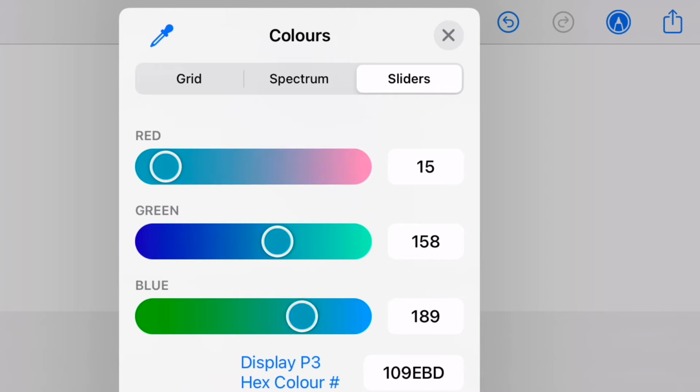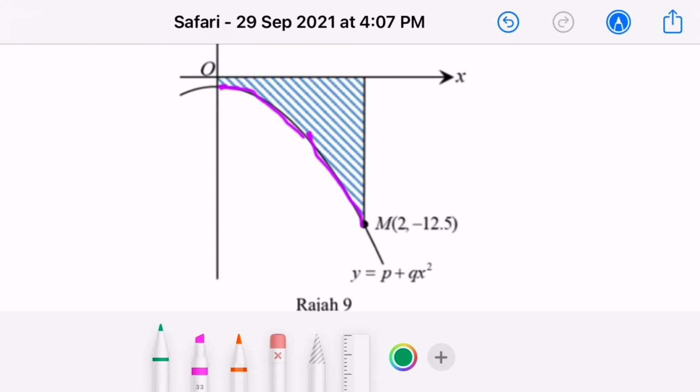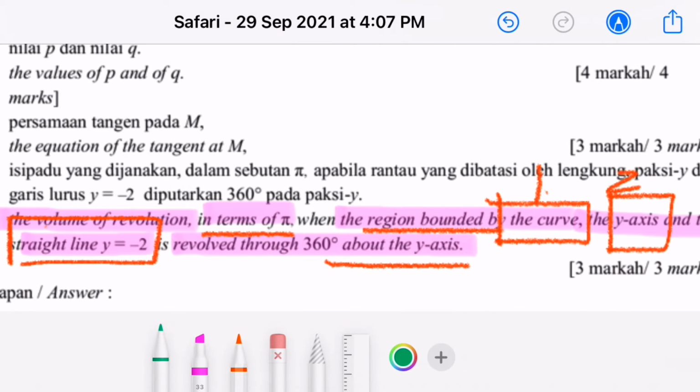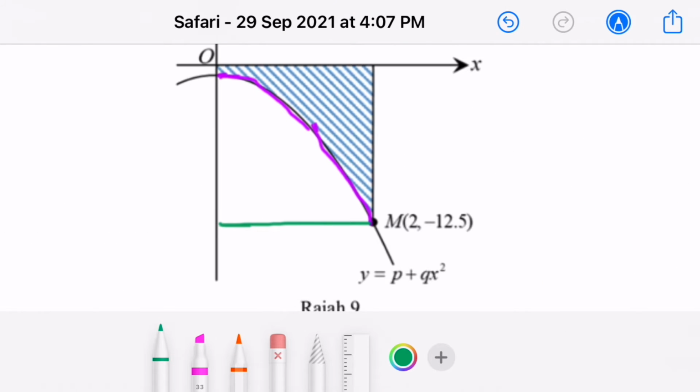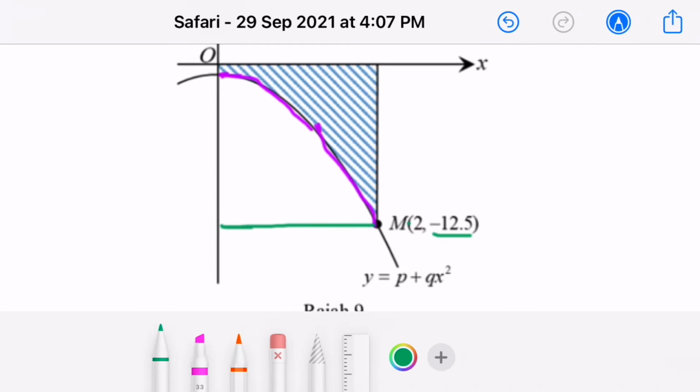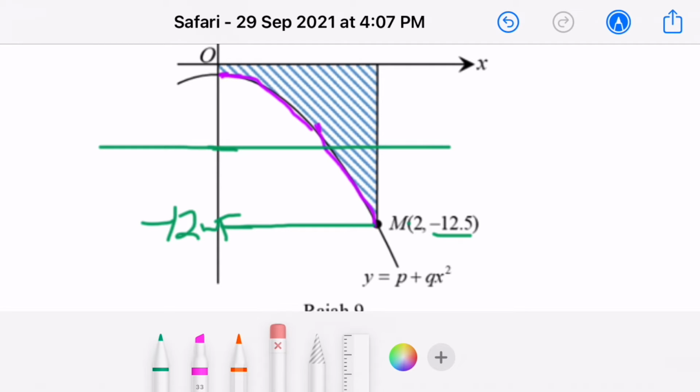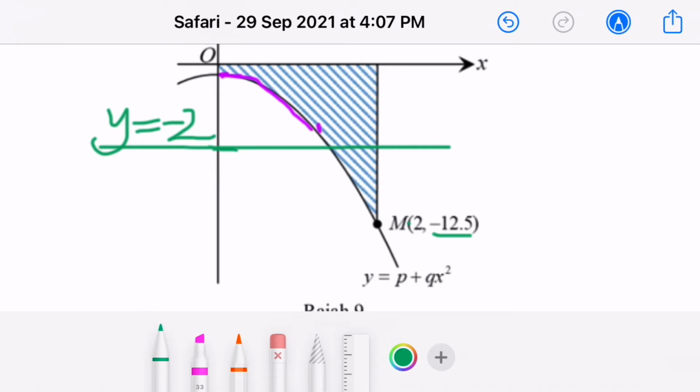And also it is saying that this region is bounded by y equal to negative 2. So we underline y equal to negative 2 here. This is negative 12.5. So negative 2 will be somewhere here, right? So let's erase. So y equal to negative 2 is here. And okay, we have the boundary already, right?